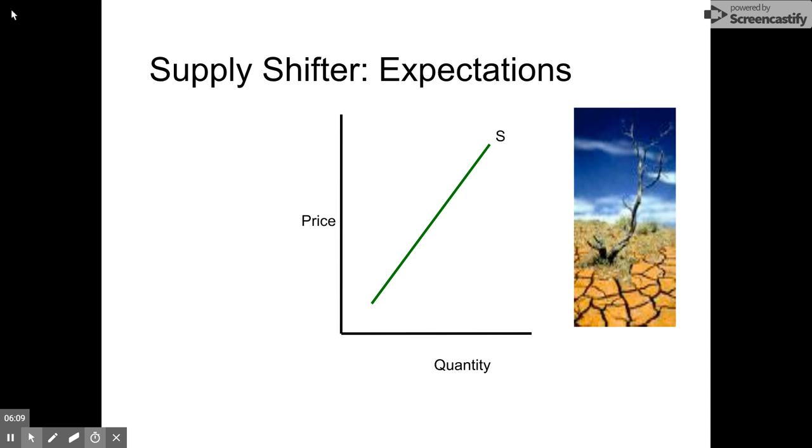Expectations. If a company thinks they can sell their goods for more money in the future, they're going to hold back goods now. If they think they're going to get more money now, they're going to try to dump those goods now. And so right shift, left shift. If you're going to sell now, you have a right shift. And if they're going to sell later, you're going to have a left shift.